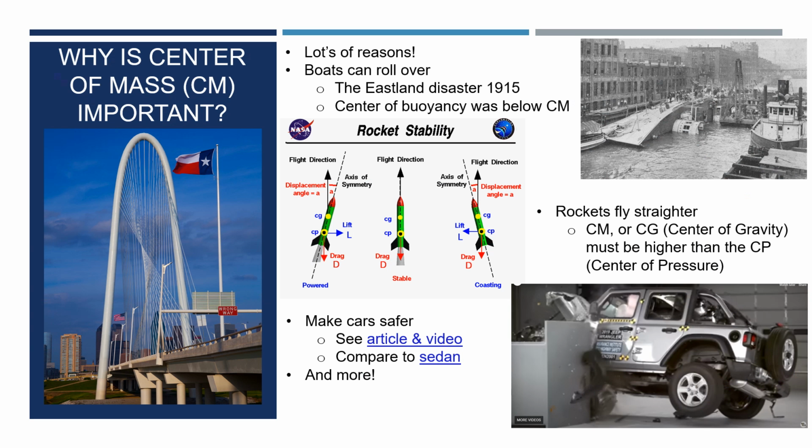Now, why is this important? Here's a few reasons. The boats can roll over. If we don't watch center of mass, if the center of mass isn't low on a boat, it can tip, just like this picture shows. Eastland disaster of 1915. The center of buoyancy was below center of mass.